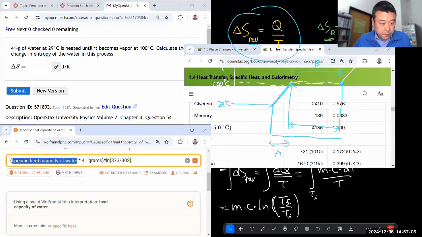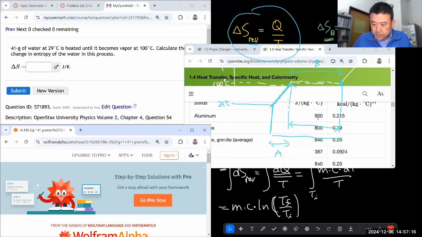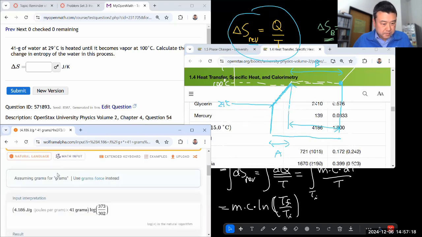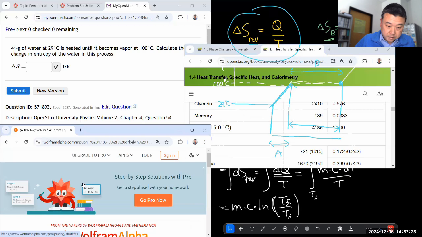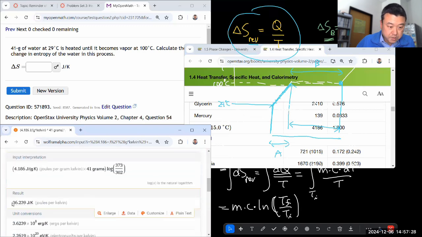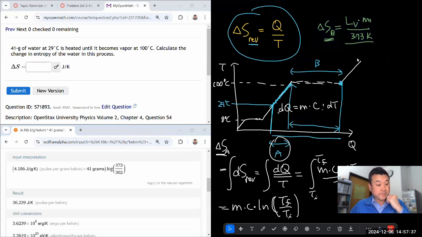So 4.186 joules per gram, I think per Kelvin. So this is per gram times Kelvin. Okay. So there's an entropy change of this amount, 36.239 joules per Kelvin. And now I have to add in the entropy change in part B.